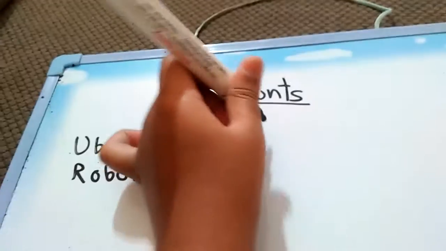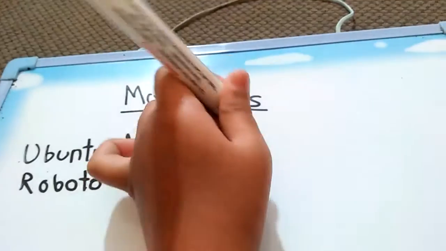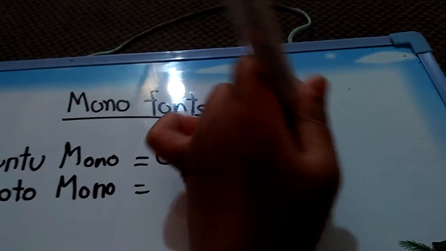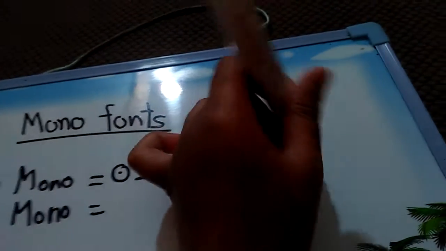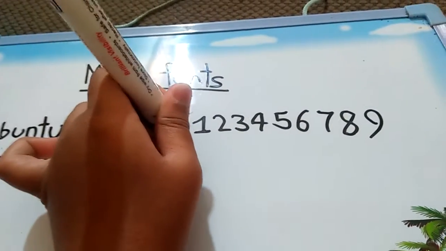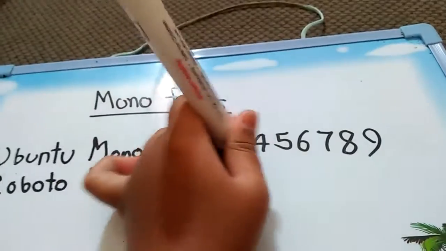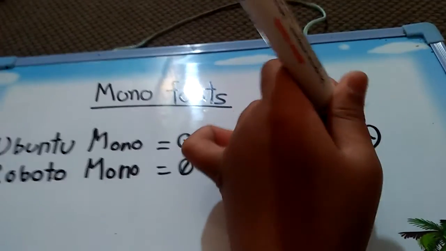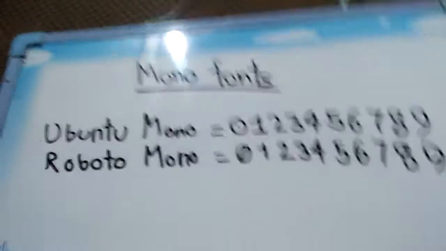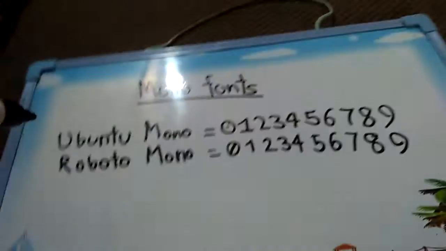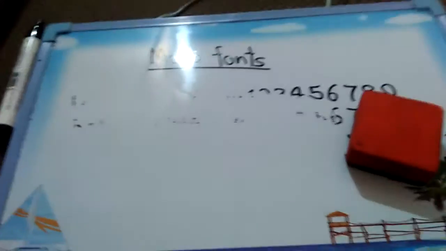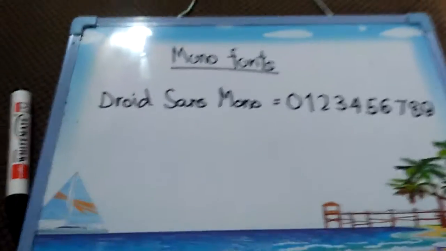Because Ubuntu Mono's handwriting is like this. So this is Ubuntu Mono and Roboto Mono. This is Droid Sans Mono handwriting.